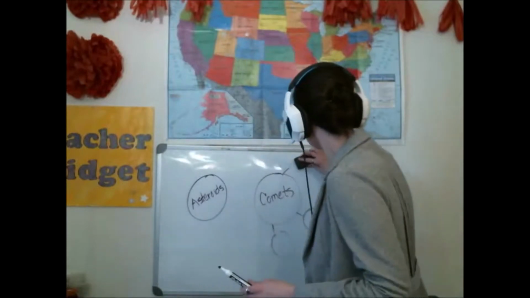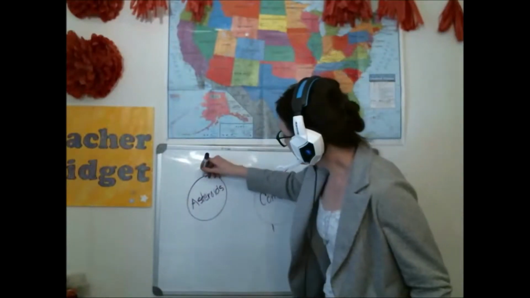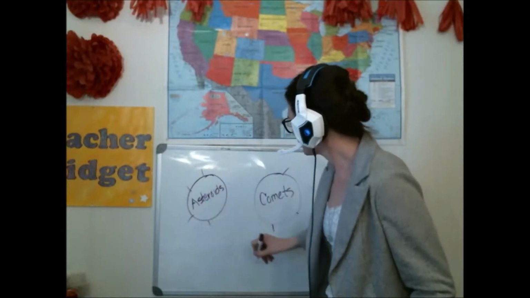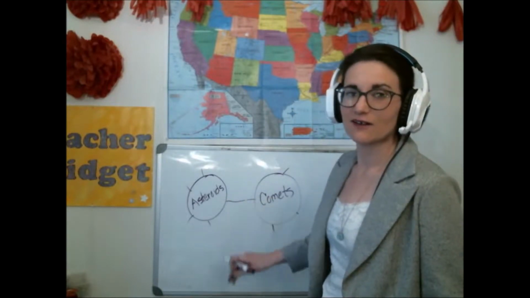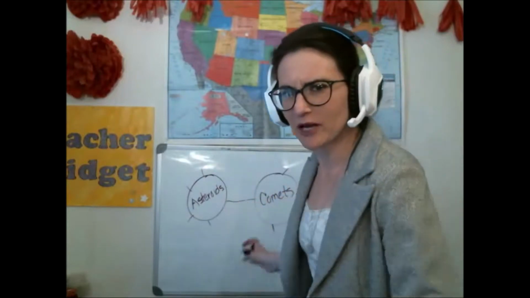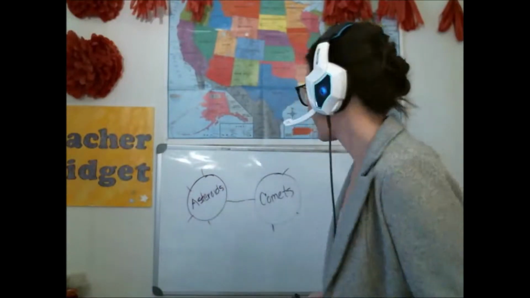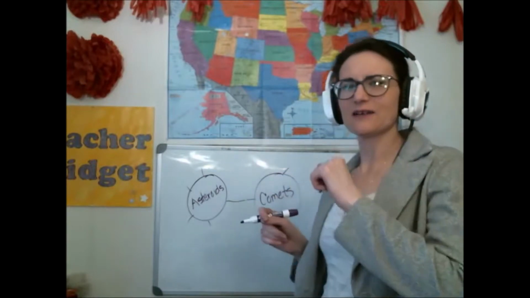Okay. So today we're thinking about how things are the same and how they're different. So the things that are different go over here. Things that are the same go on this line here. So we'll do one together. Actually, let's do the whole mind map together today. That'll make it faster. How are asteroids and comets different? Kitty, give me one example, please.